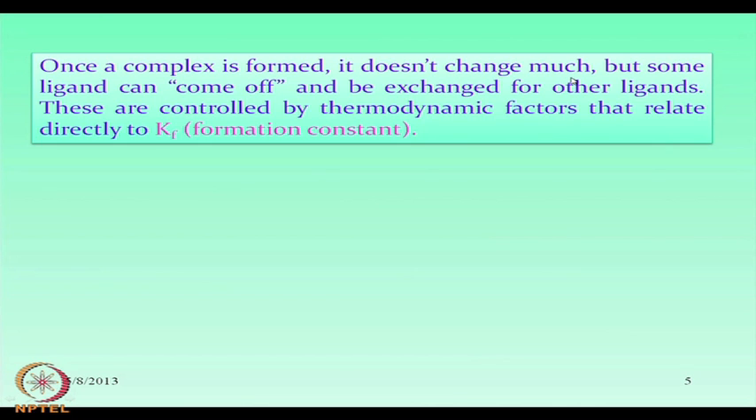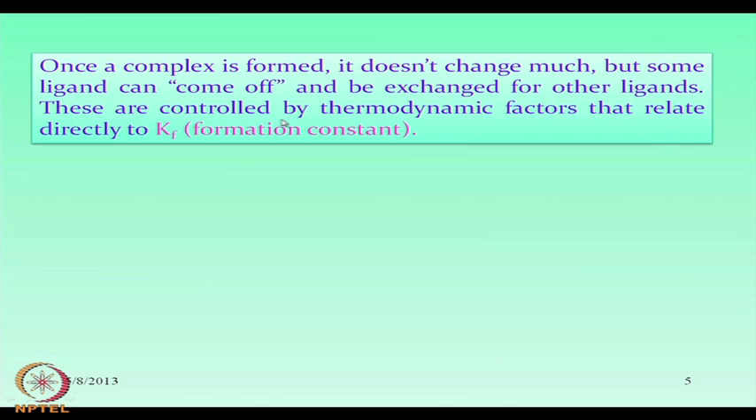It does not change much, but some of the ligand can come off or be exchanged for other ligands. So, we see that there is a ligand exchange reaction because typically when we go for some reactions like that of the corresponding water bound metal ion with some replacement with say ammonia molecule, we find that water ligands, that means the aqua ligands, are substituted by the amine ligands.